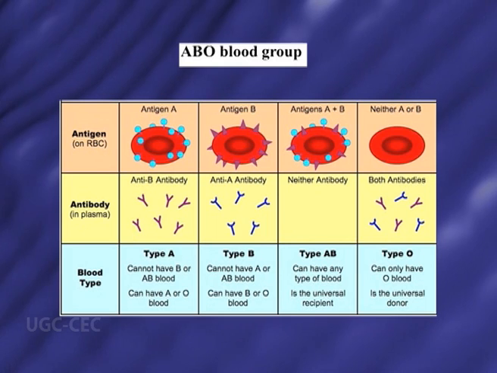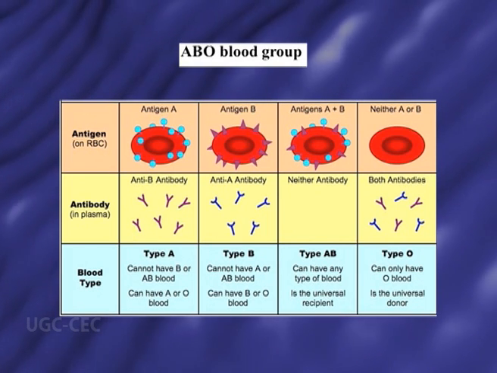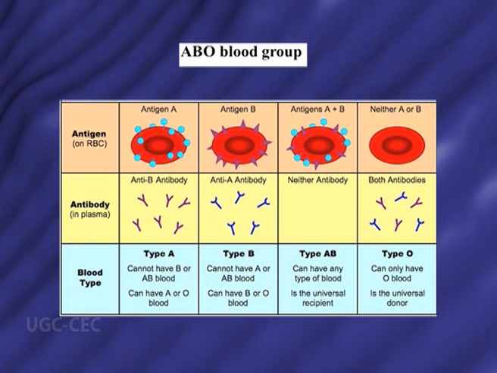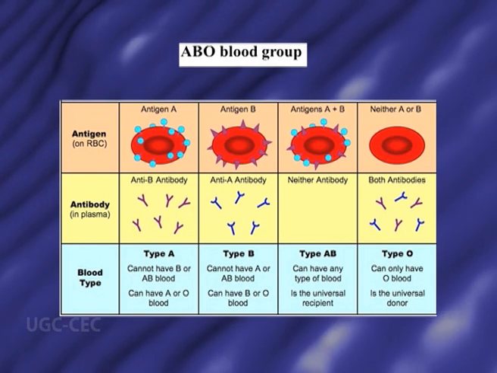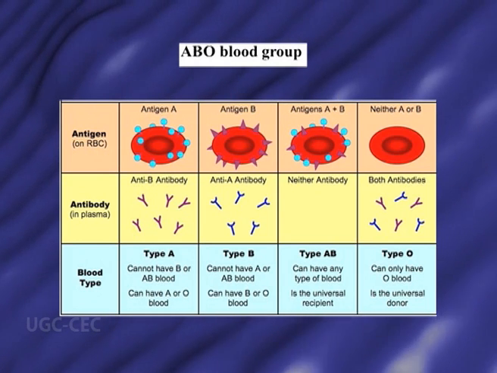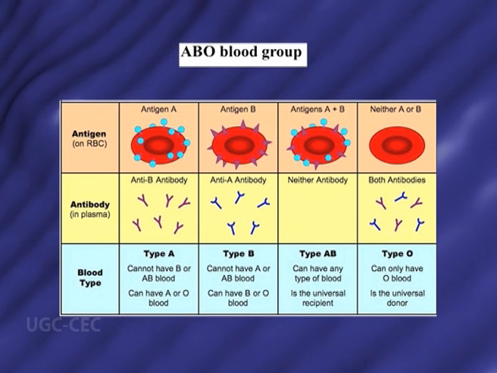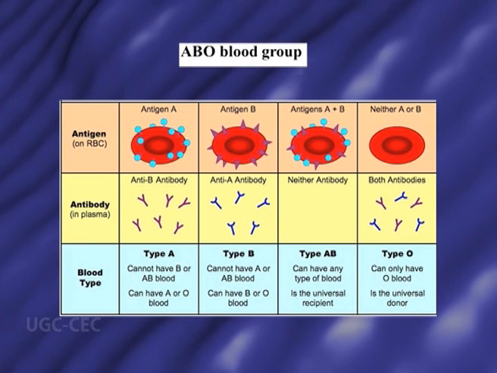Now, a blood group A individual has A antigen on its RBC. A blood group B individual has B antigen on its RBC. An AB blood group individual has both A and B antigens on its RBC. And an O blood group individual has no A or B antigen on its RBC.